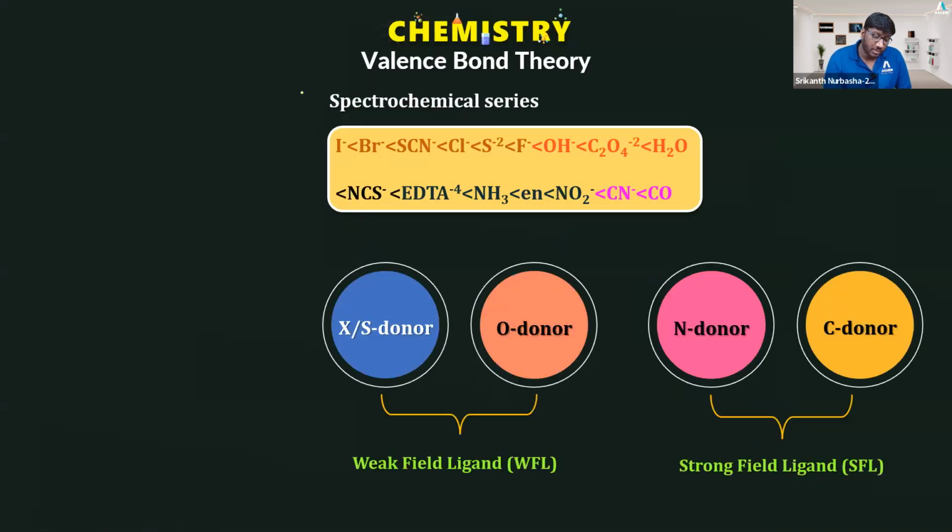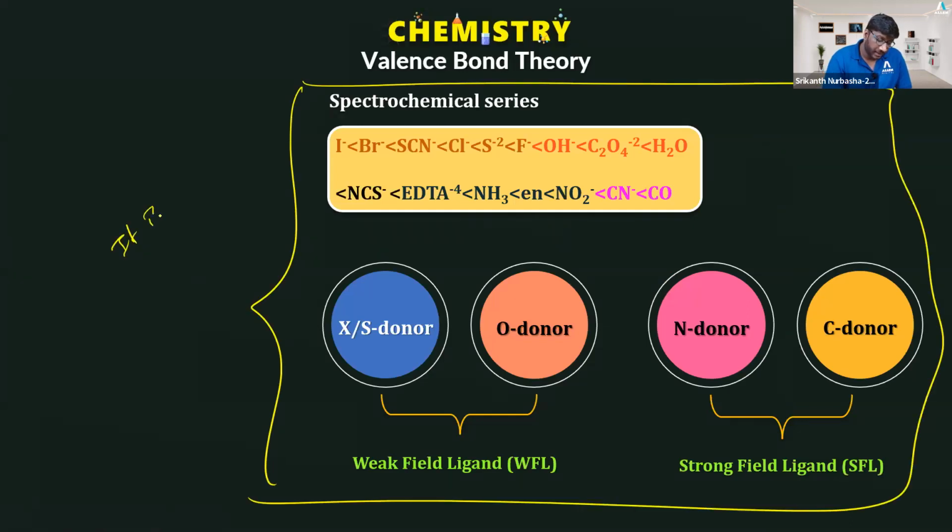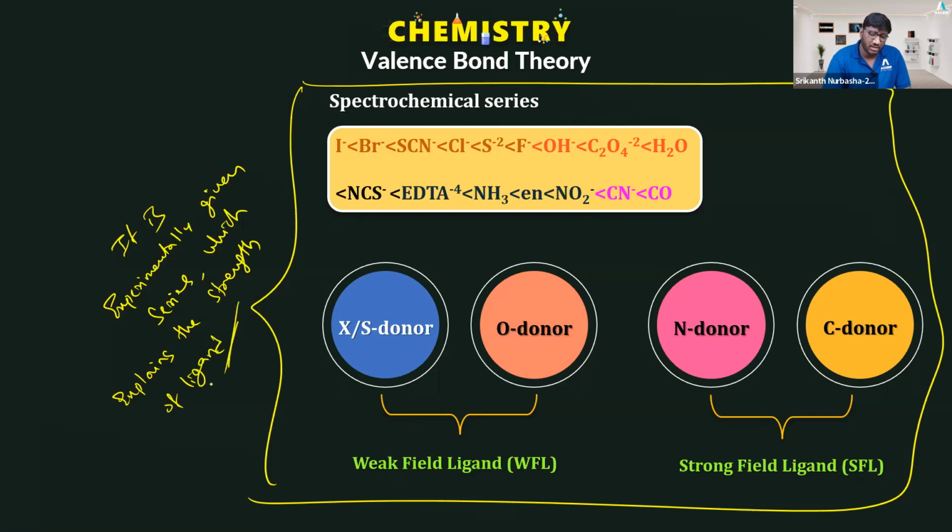Write down this spectrochemical series. It is an experimentally given series which explains the strength of ligand. You may ask a question, sir, why are you saying all this? We can easily say from the electronegativity, or not? A less electronegative atom can easily donate. A more electronegative atom can withhold the electron density. Based on electronegativity, can I comment?